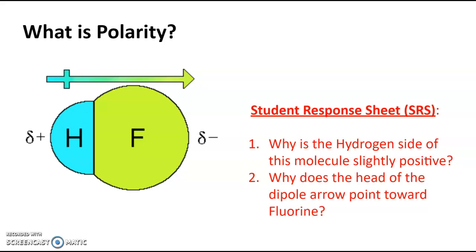So the hydrogen side is a little positive because fluorine is pulling the electrons closer to itself and away from the hydrogen, and the arrow points towards the fluorine because the fluorine is the end that's a little bit negative.